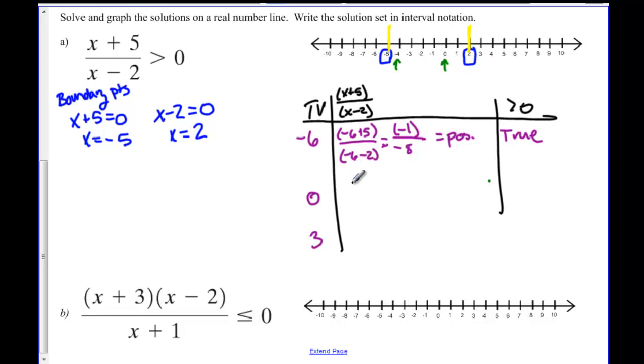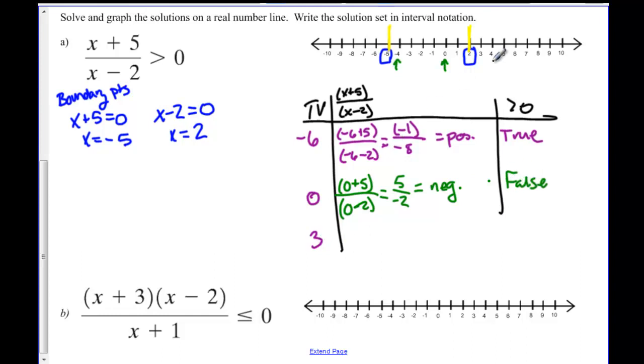So now we plug in our 0. We're going to have 0 plus 5 over 0 minus 2, which is going to give us 5 over -2. Is this going to give us a positive or a negative answer? Negative. Because we have a positive and negative, which gives us negative. A negative is greater than 0. False.